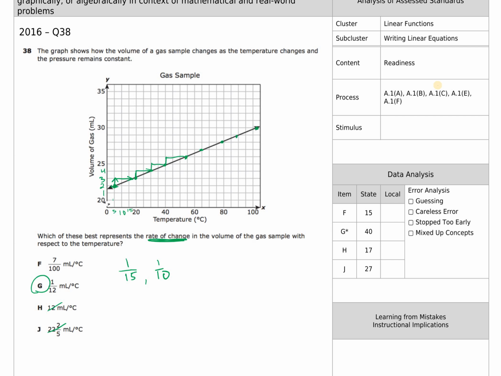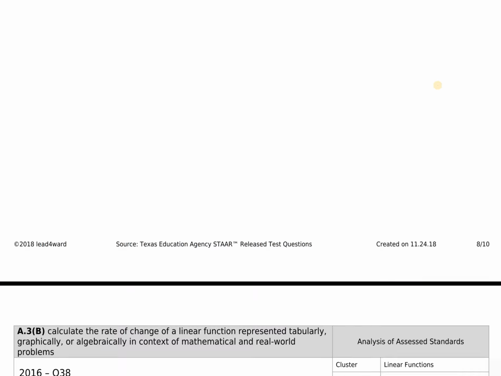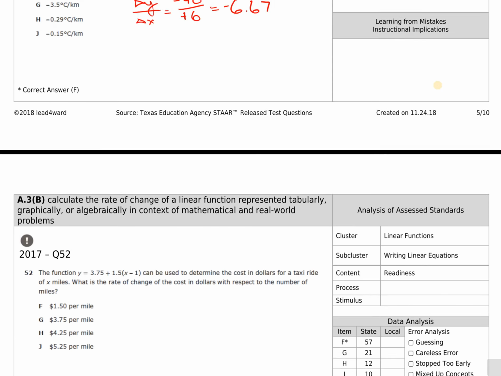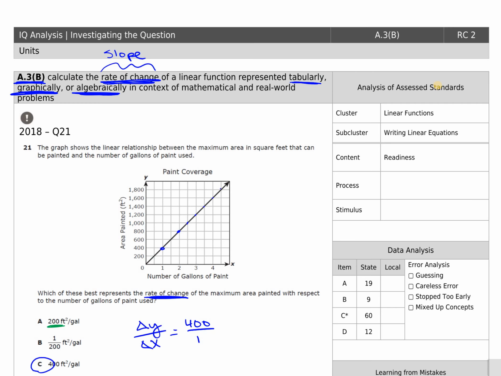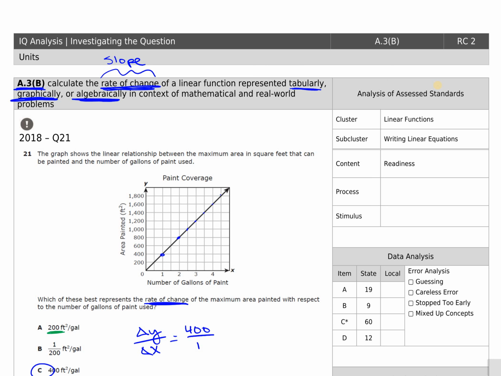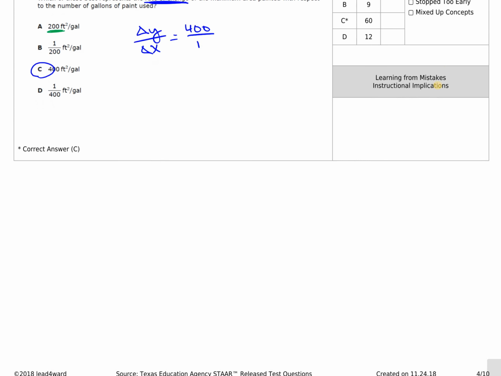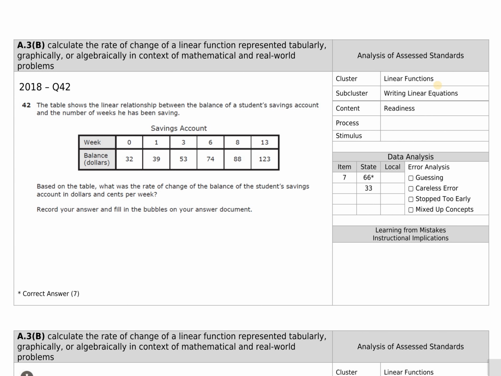The other way you could have done this is by turning this into a decimal and turning your slopes into decimals and comparing, if you're not good at number sense with fractions. All right, that's it for the graphs that the STAAR has asked. Let's take a look now at tables, the way the STAAR will ask table questions.